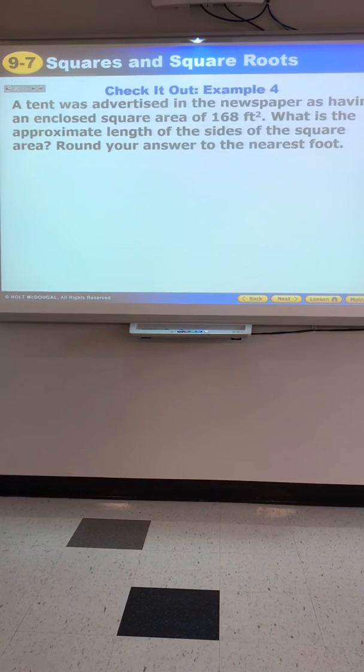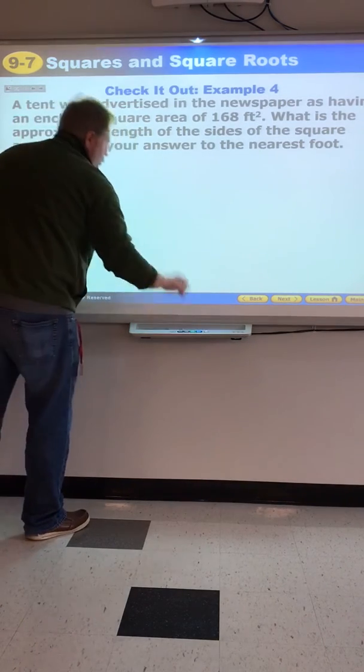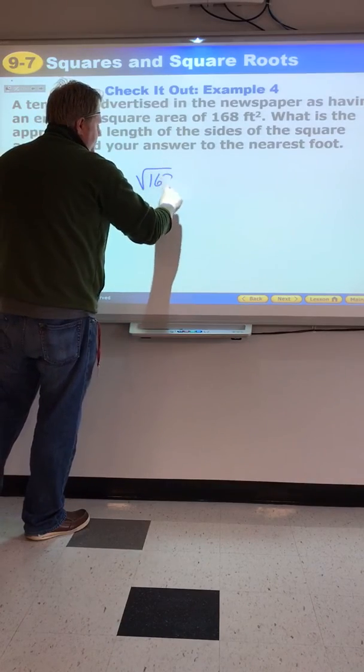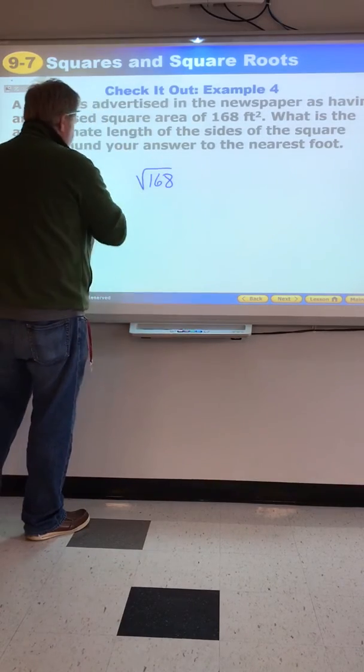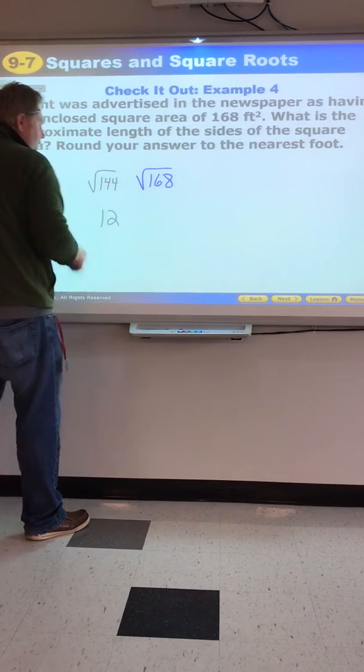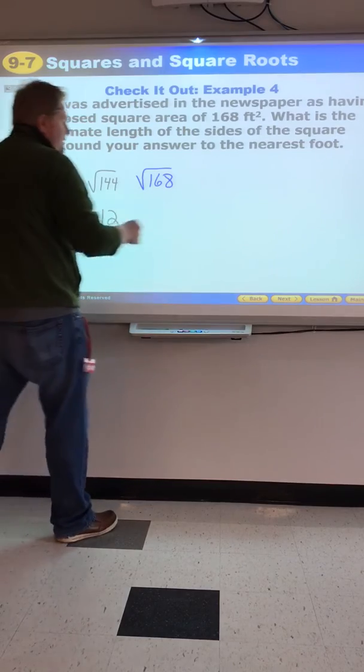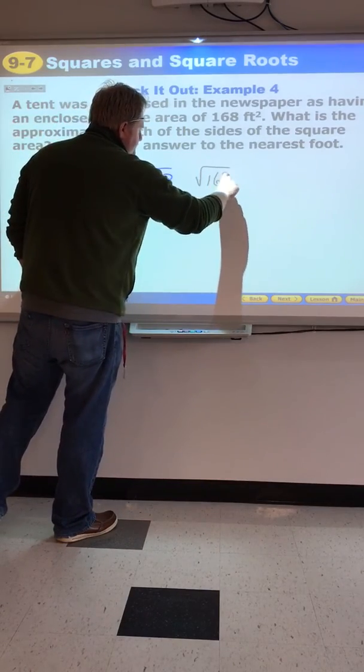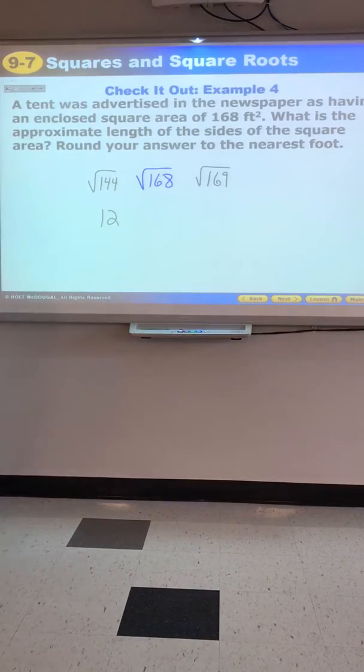Now, a tent was advertised in the newspaper as having an enclosed square area. Notice, square area. Always dealing with squares. If you're dealing with rectangles, square roots don't work. Only with squares. Of 168 feet squared. What is the approximate length? Again, we do our square root of 168. All right. 144 is there, that's 12. I think 13 is 169. All right, and that's 13.